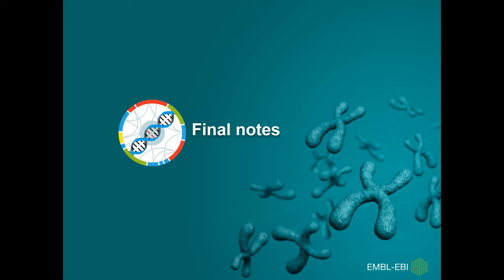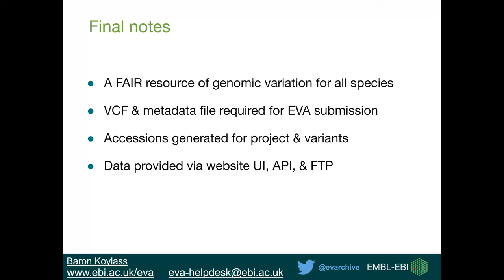So just some final notes. I did want to mention that the EVA looks at two sides of things. We're receiving data from the community, ensuring that the data we receive is FAIR, so that we can output it back into the community. So we are described as a FAIR resource for genomic variation data from all species. The data is received via VCF files and the associated metadata file, and these are required for EVA VCF submission. This is how the data gets to us.